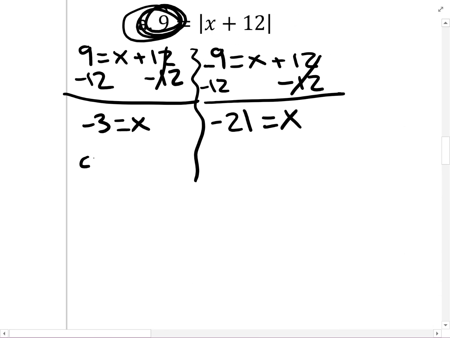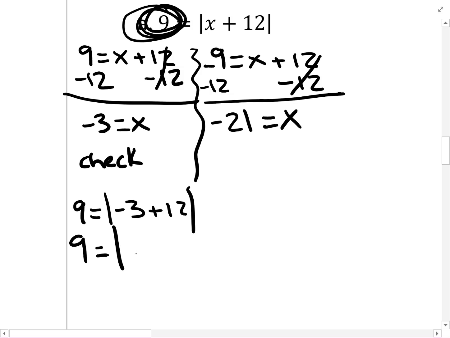So let's check the -3. I plug it back into the original problem. 9 equals absolute value of negative 3 plus 12. I simplify. Negative 3 plus 12 is 9. And you better believe that the absolute value of 9 is 9. So check mark, it works. Put a box around your answer.